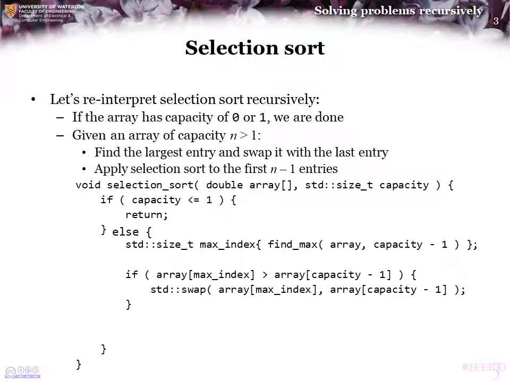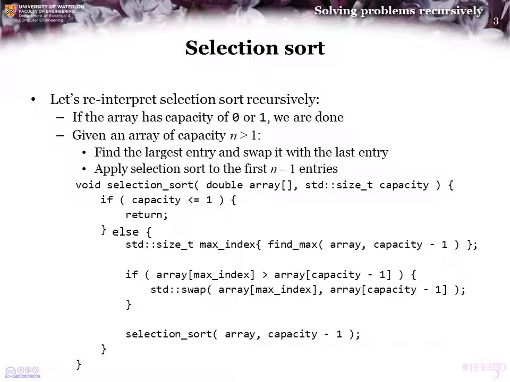Okay, so now we have ensured that the largest entry in an array of capacity n is in the index n-1. Now we have to sort the first n-1 entries. Well, to do that, we will simply call this same function recursively. However, now we are only sorting the first n-1 entries. Consequently, that one will perform the same operation.